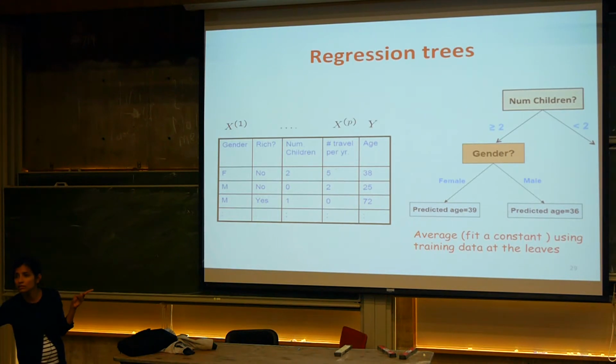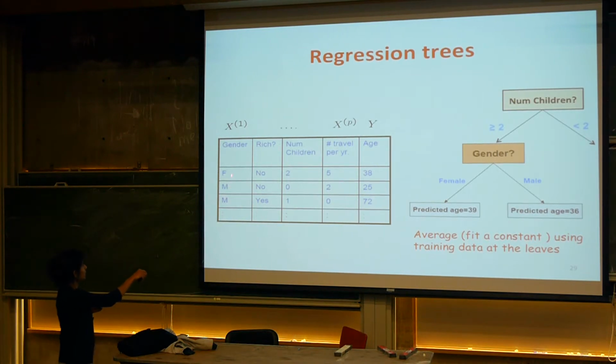Right. So you take the mean of all the data. You look at this list of data for which you actually know the age. Every example in my training set for which the number of children is bigger than 2 and the gender is female, I'm going to take that sub-collection of my training data and average their ages. And that's the prediction here. Does that make sense?